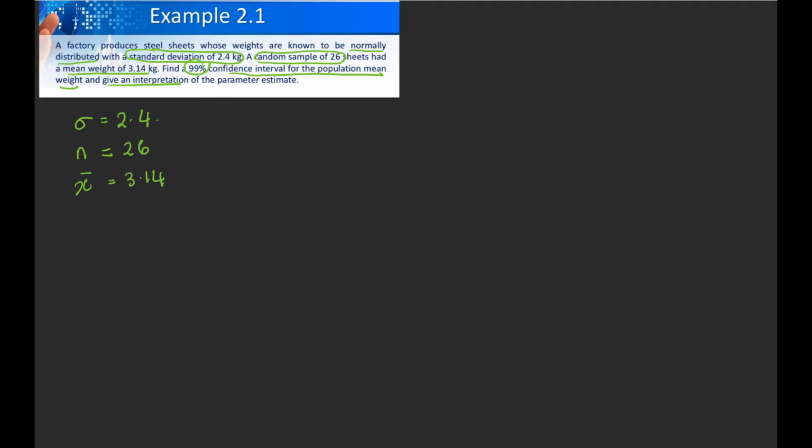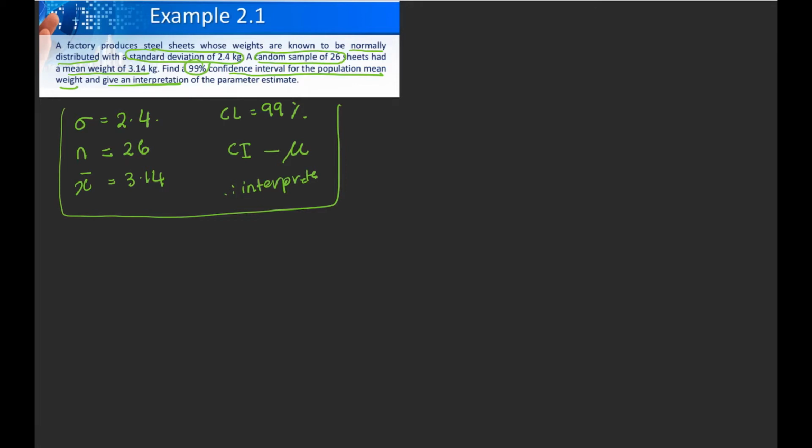So the question asks you to find a 99% confidence interval, so the confidence level is 99%, for the population mean. And don't forget to interpret. Okay, so the first step, you extract the information. So I give you the information here. Then we want to choose which formula you want to use.